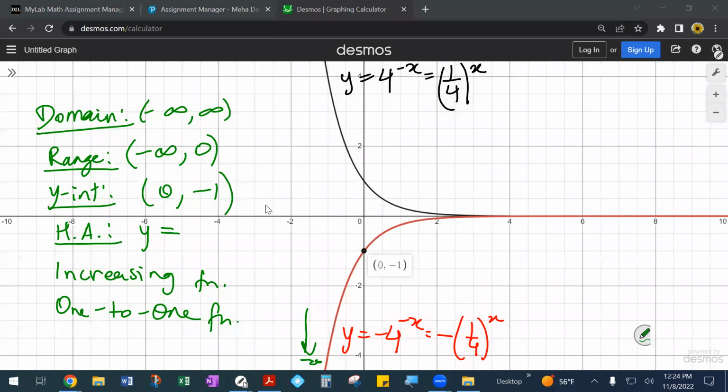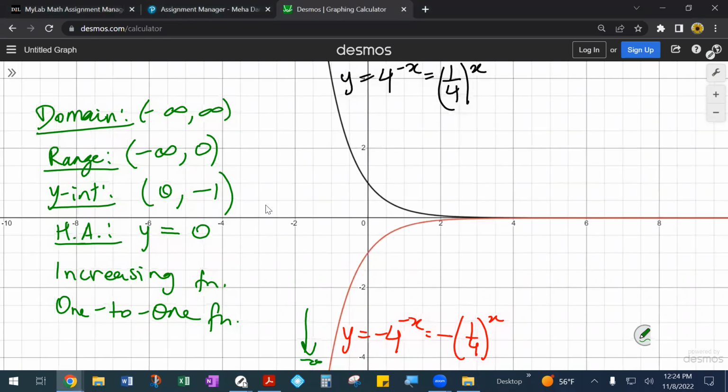Horizontal asymptote. Is it still at the x-axis? Or did that change? Because you did a reflection, but you didn't move it up or down, right? So your horizontal asymptote still stays at the original place, but now you know you're approaching it from the bottom. But we're still at y equals 0.